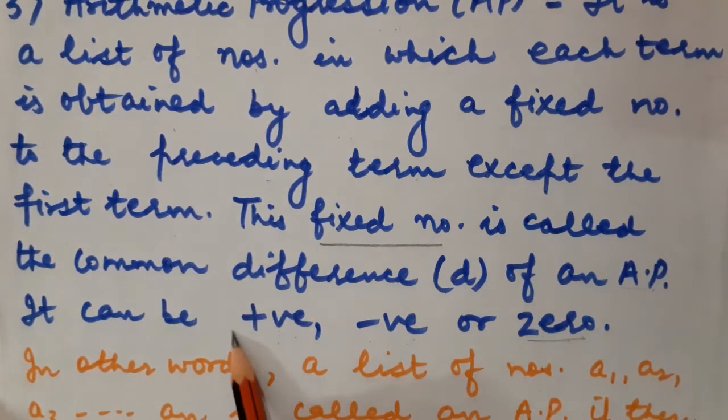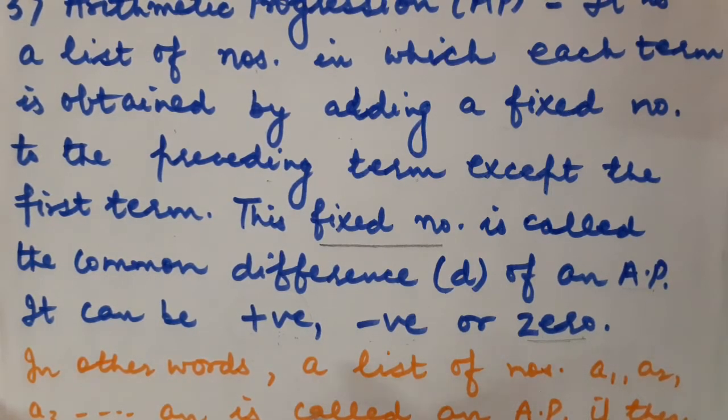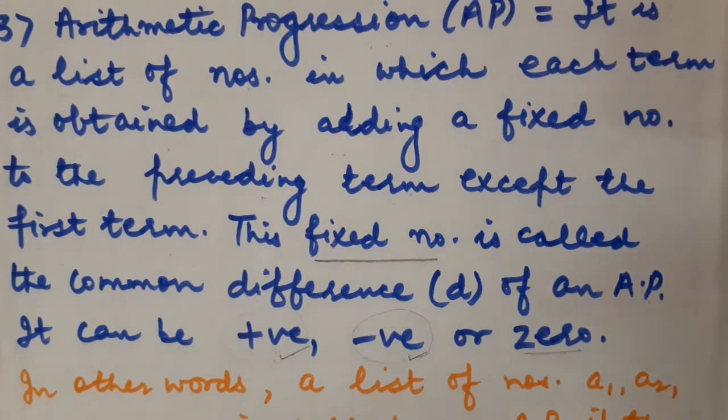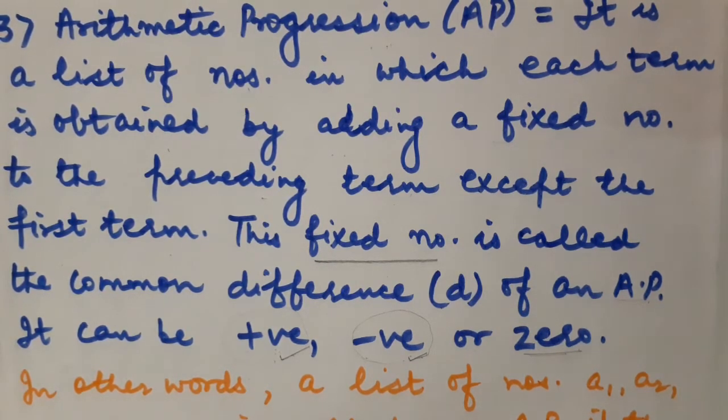If the list of numbers is in ascending order, like 1, 3, 5, 7, definitely the common difference, that is D, will be positive. In the same manner, if the order is descending, like starting from 7, 5, 3, 1 and so on, then definitely the common difference will be negative. Correct students? Now, when will we get the common difference as 0? When each and every term of the AP is the same as the very first term of the AP. So this is the definition of arithmetic progression.